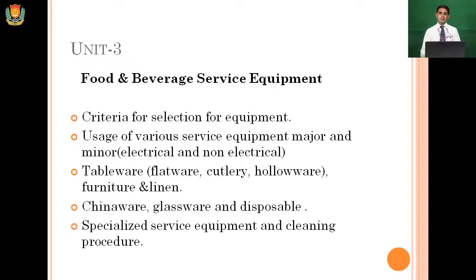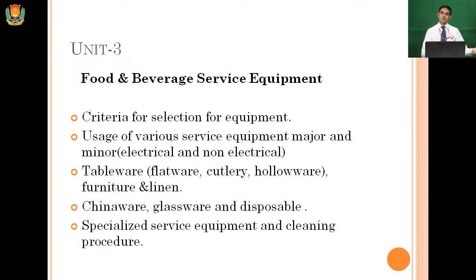Then the third subtopic is tableware. What are the tablewares? Flatware. What is flatware? You guys didn't know what flatware is. What is cutlery? Flatware means the knives and forks come under flatware. Okay, then cutleries. Cutlery means knives; these come under cutleries.